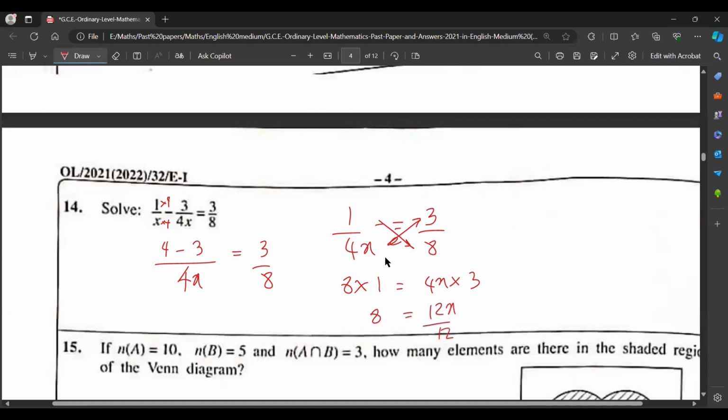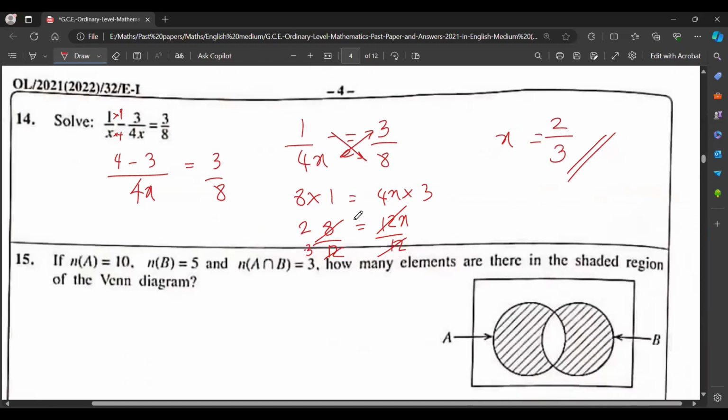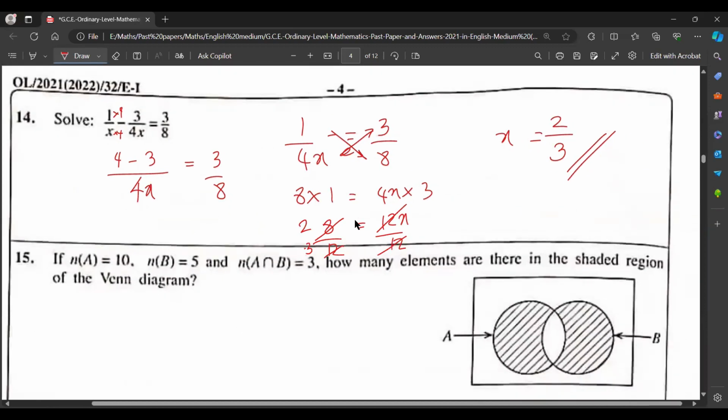Both sides can be divided by 12. 12 and 12 can be divided. x equals, both can be divided by 4, here 2, and here 3. 2 over 3 should be there, no? Yes. Final answer: x should be 2 over 3. First of all, you have to consider what? Common denominator. After that, you have to cancel that one. Okay, you have to do it like that.